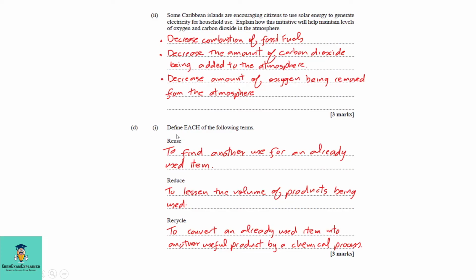D, part 1. Define each of the following terms. Reuse. Reuse means to find another use for an already used item. Reduce. This means to lessen the volume of product being used. Recycle. To convert an already used item into another useful product by a chemical process.